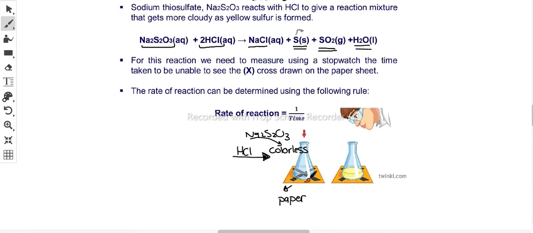The sulfur is a yellow color, and sulfur dioxide is a gas that will be produced beside having the water. So can you start thinking what will happen to the cross within time? Since this solid is yellow and I have sulfur dioxide formed, this is actually what will happen. Within time, the color starts to change. So the solution color changes.